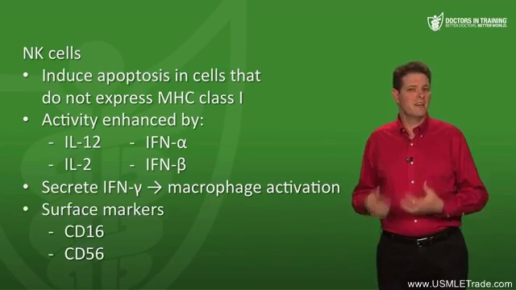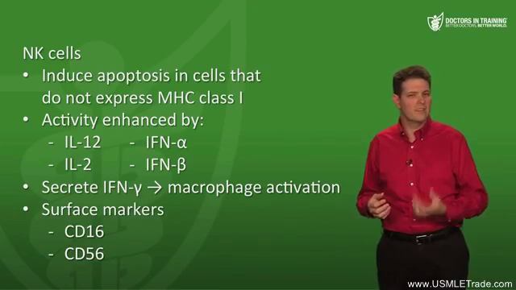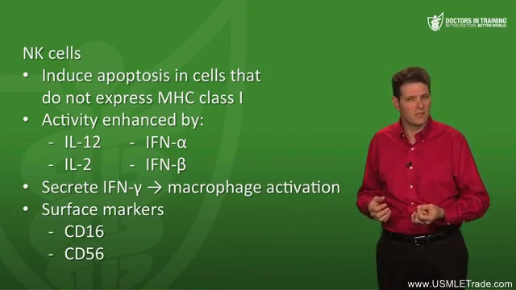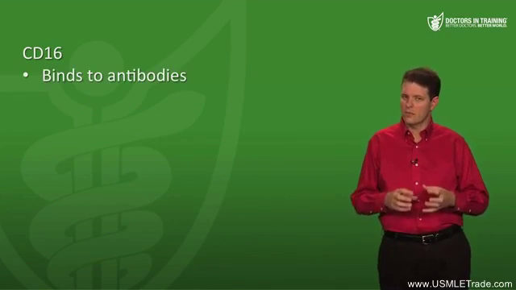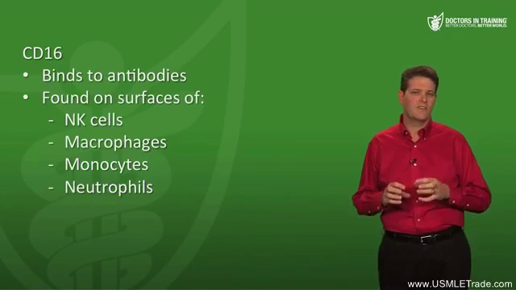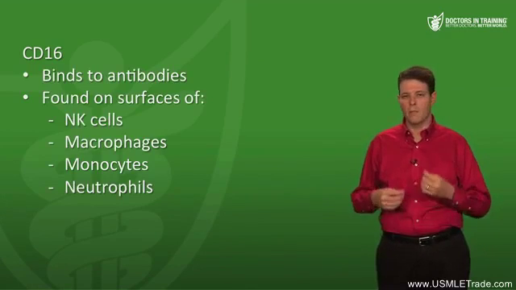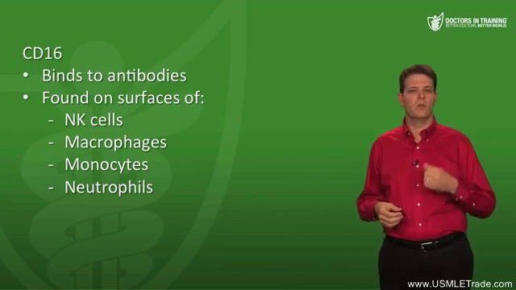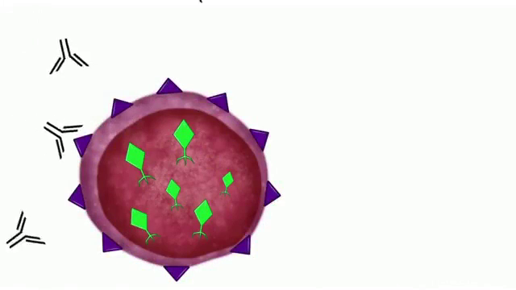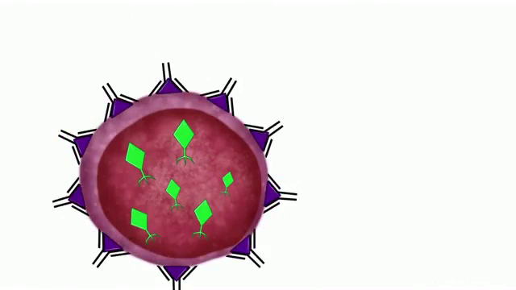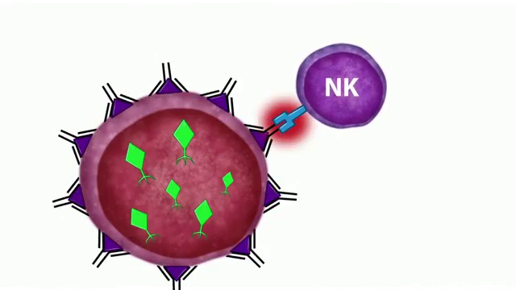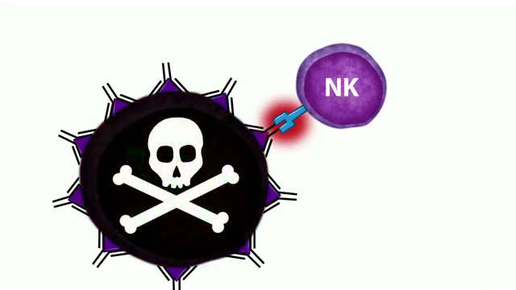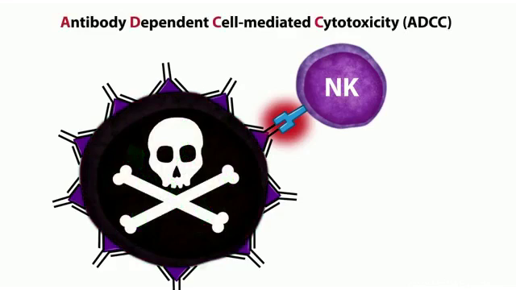And NK cells can be identified by the presence of surface markers, CD16 and CD56. Now, I want you to know that CD16 can bind to antibodies down in the constant region of the antibody. And CD16 is found on the surfaces of NK cells, on macrophages, monocytes, and also neutrophils. So if an enemy cell gets coated with IgG antibodies, NK cells and these other cells with the CD16 surface marker are able to recognize antibody-coated cells and then kill them. And we call this process antibody-dependent cell-mediated cytotoxicity, or ADCC.